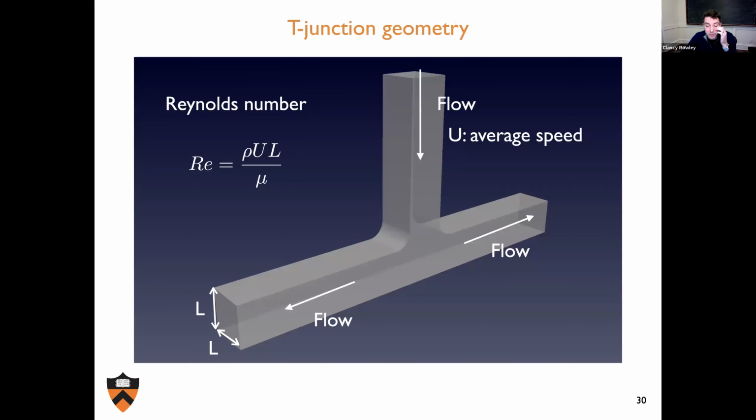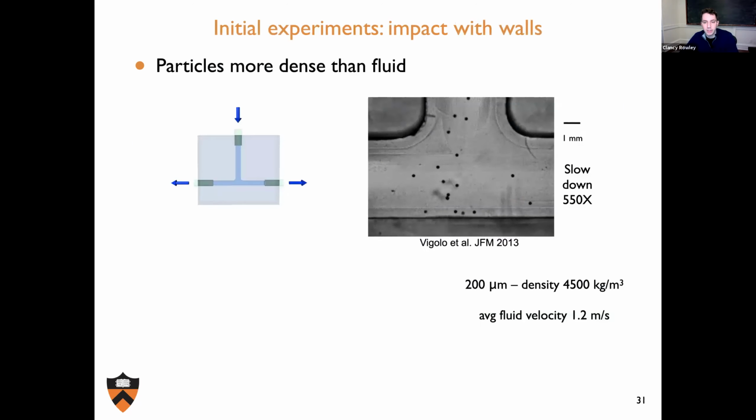So here's the geometry. There's flow down through the inlet and then flow out through both sides. And there's a Reynolds number associated with this. So what happens in this flow? I'll show you this movie. This is one of Howard Stone's postdocs, Daniele Vigolo, who took this movie, and they were looking at the effect of particles in these flows. So those black dots you see in the movie are solid particles, and they were looking at how these impact the wall.